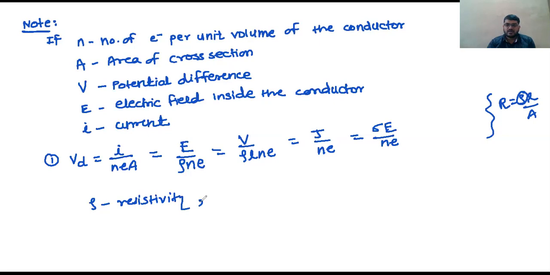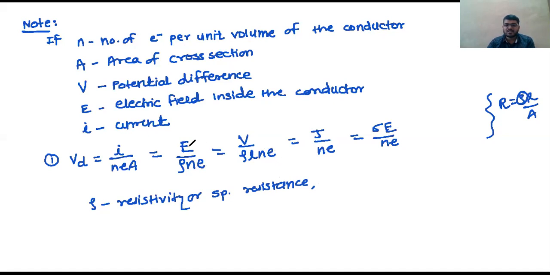Okay, I will write here: resistivity or specific resistance. Okay, sir, this rho we understand. E is electric field. N is number of electrons per unit volume. E is charge on electron. V is potential, rho is again resistivity, L N into E.